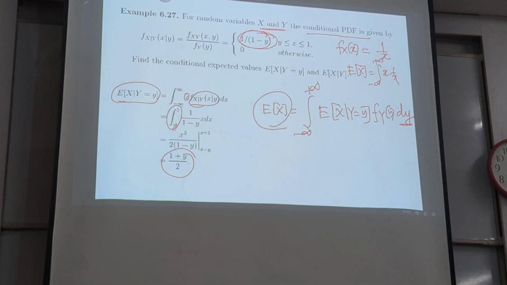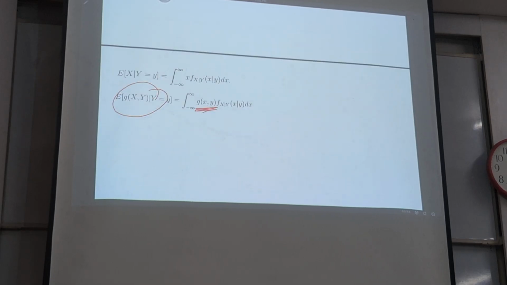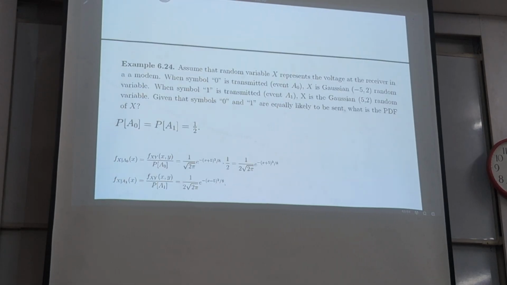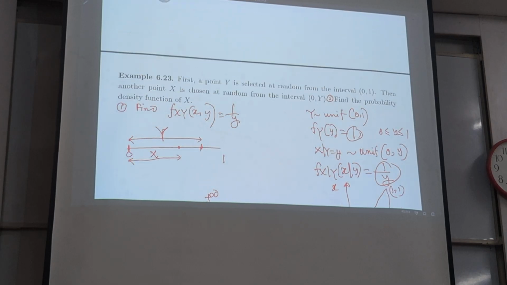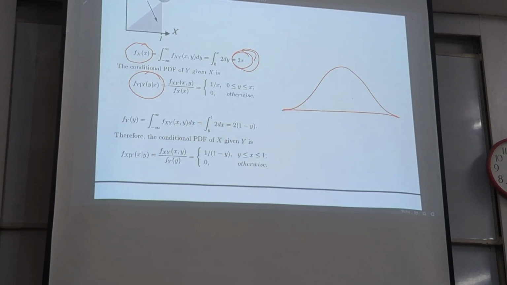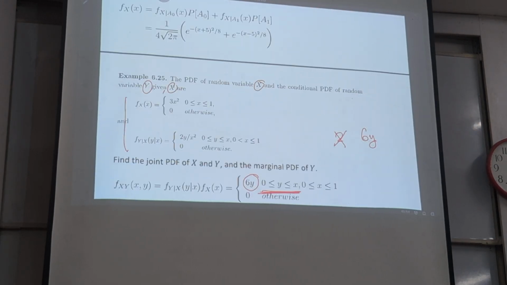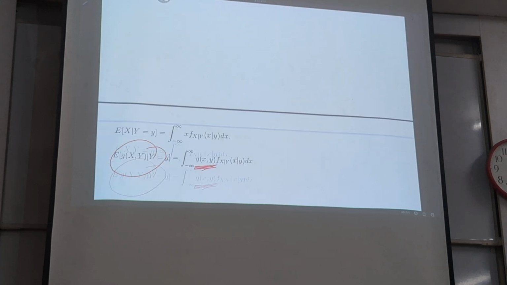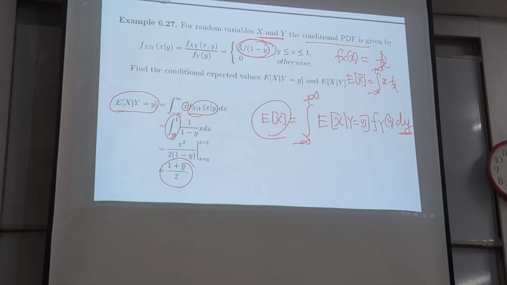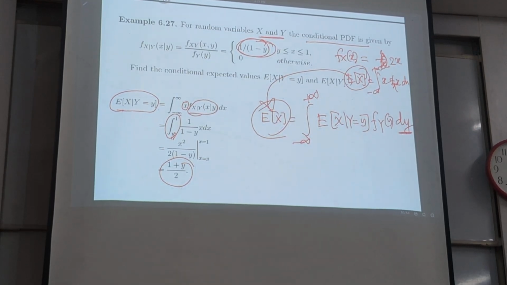Expected value of x. Oh, 2x. Sorry, my mistake. 2x, not 1x. So 2x dx, and this result should be the answer. So we finish here.